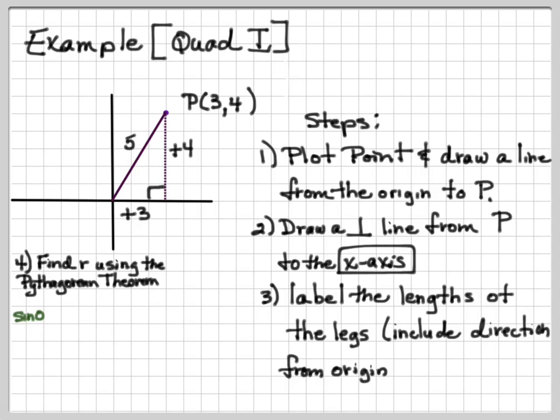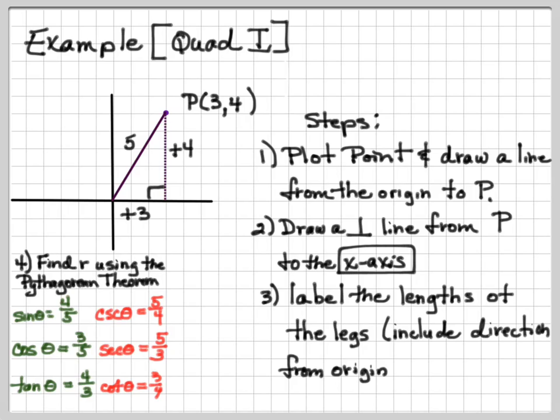So now, if we want to find the sine of theta, the sine of theta is going to be opposite over hypotenuse, which is 4 over 5. The cosine will be adjacent over hypotenuse, which is 3 over 5, and the tangent will be 4 over 3. Now once we have those, it's not so hard to find the reciprocal functions for the cosecant, which is 5 over 4, the secant, which is 5 over 3, and the cotangent, which is 3 over 4.